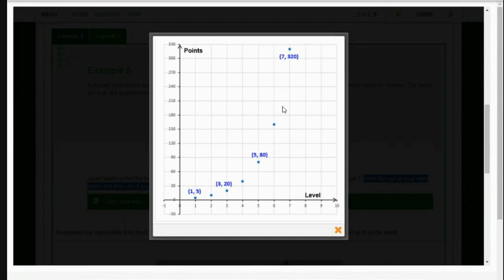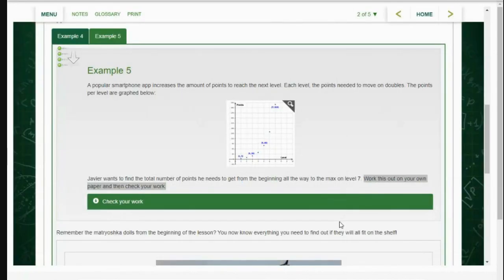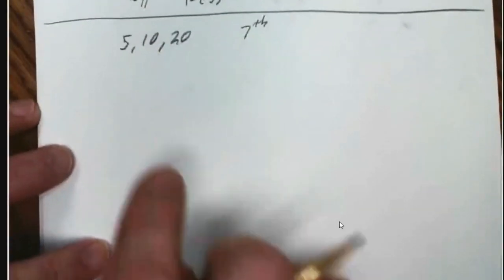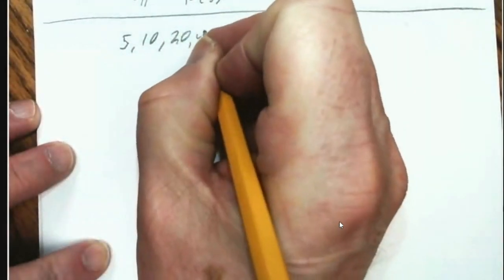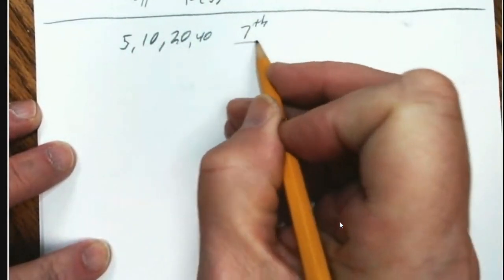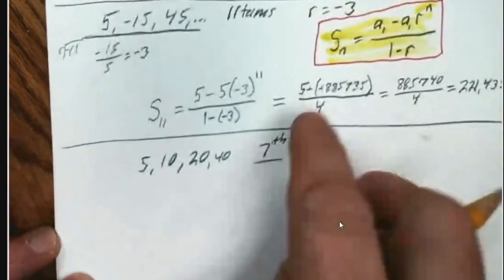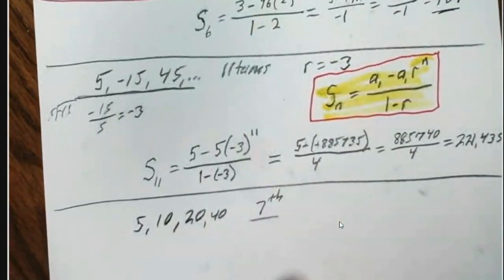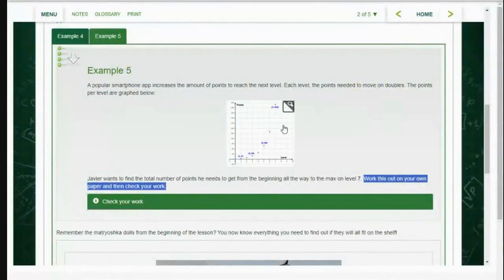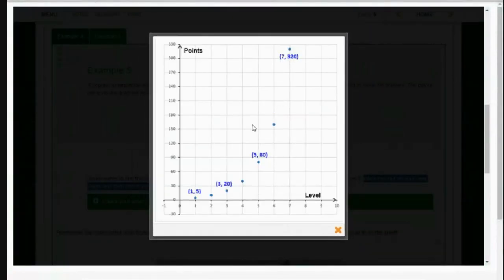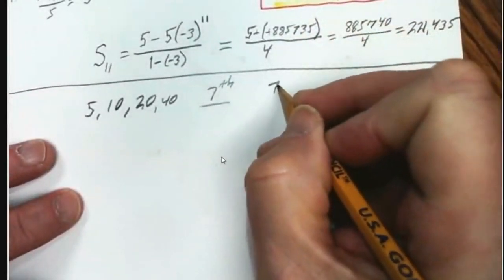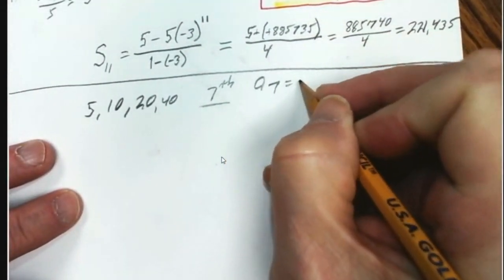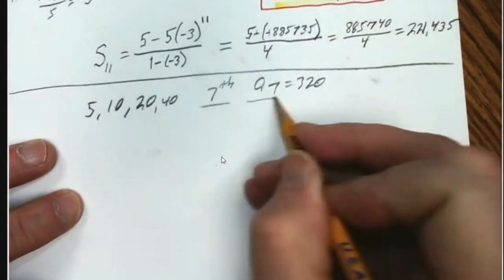So I'm just going to write down the first few. He wants to know the 7th, to get to the maximum, the 7th level. So if we're starting with 5 for the first, then 10, then 20, that's the first 3 terms. I could have written down more terms if I wanted to: 40, I could write them all. But he wants to know for the 7th. So you could actually use either formula because we do have the 7th is 320. A sub 7 is 320. All right, so that is the 7th term.